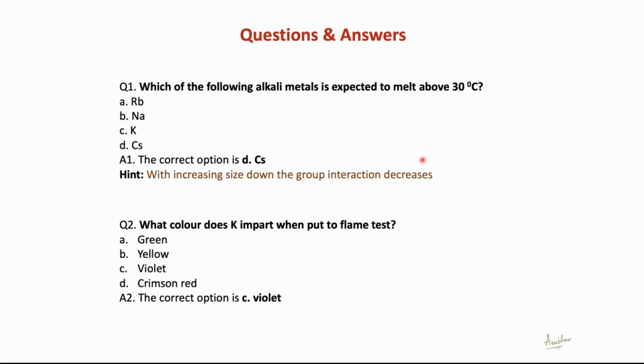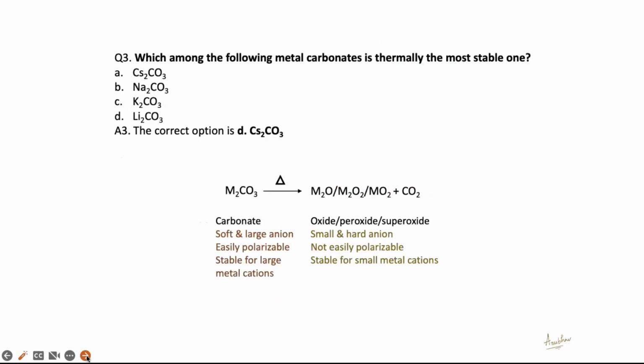Now when the excited electron comes back to the ground state, it will emit in the visible region. That's why we see beautiful colors whenever we put an alkali metal to flame. The violet color is generated whenever potassium is put to flame. So the color shown by potassium is violet. The crimson yellow or orange yellow color will be produced by sodium. In case of potassium, the color is violet. The next question we will discuss.